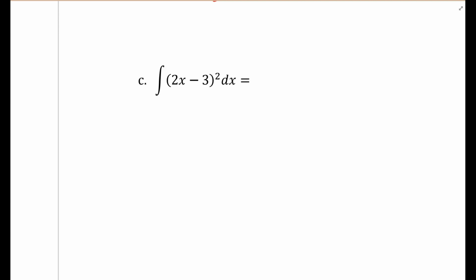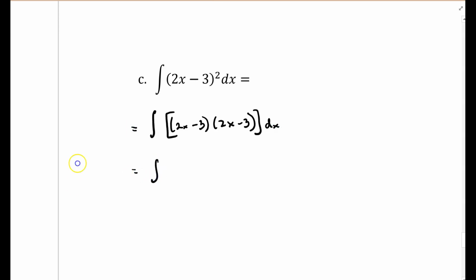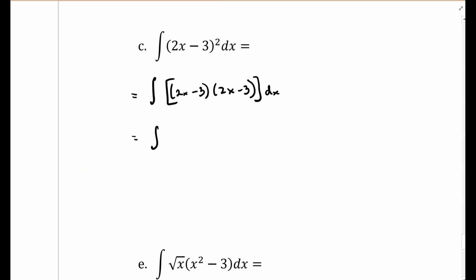But right now, we're going to take the old brute force approach to this integrand. We're just going to expand it and then FOIL it. We've already done this, haven't we? So 2x times 2x gives me 4x squared. Looks like we have minus 6x minus 6x plus 9 dx.